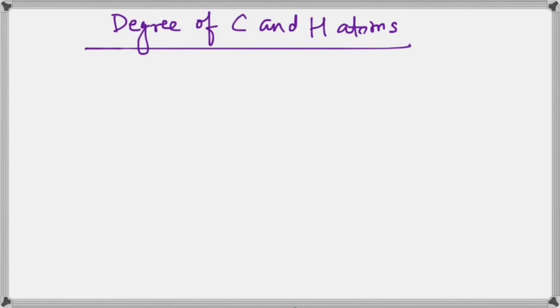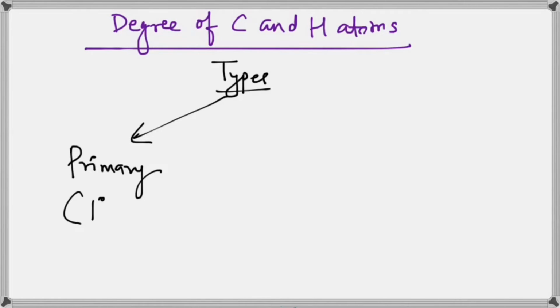Hi, in this video we will talk about degree of carbon and hydrogen atoms. Now based on the number of other carbon atoms attached, we classify a carbon atom into four types. The first is called primary carbon atom. We also call it 1 degree.